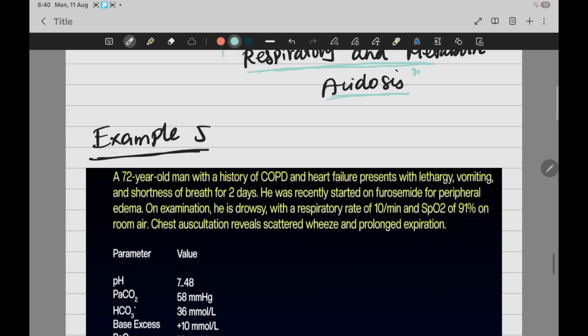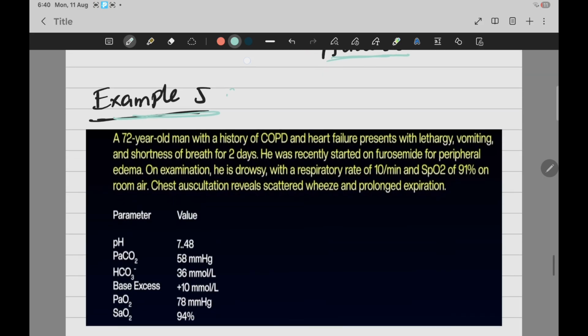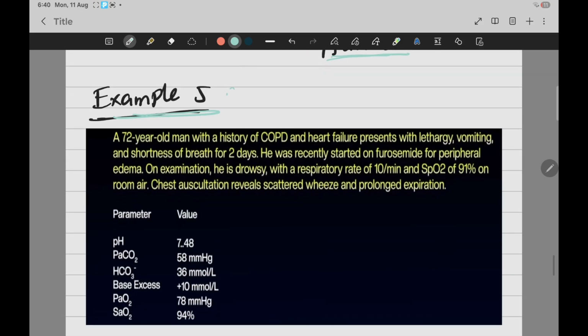Now this is a very tough one, you need to concentrate a little and see. Okay, example 5. A 72-year-old man, history of COPD and heart failure, presented with lethargy and vomiting and SOB for 2 days. He recently started furosemide for peripheral edema. On examination, he is drowsy and respiratory rate was 10 per minute and saturation was 91 on room air. Chest auscultation reveals scattered wheezing and prolonged expiration.